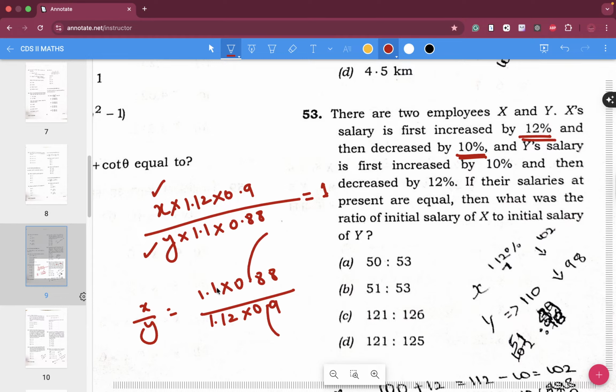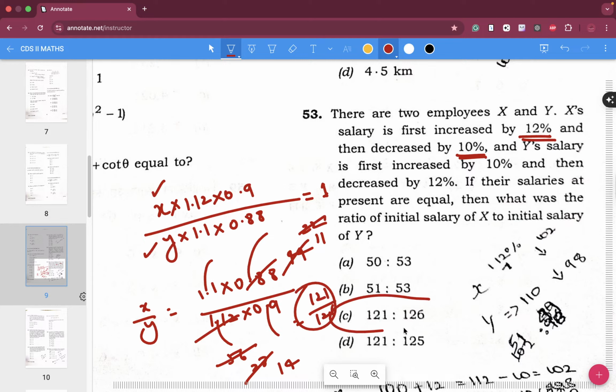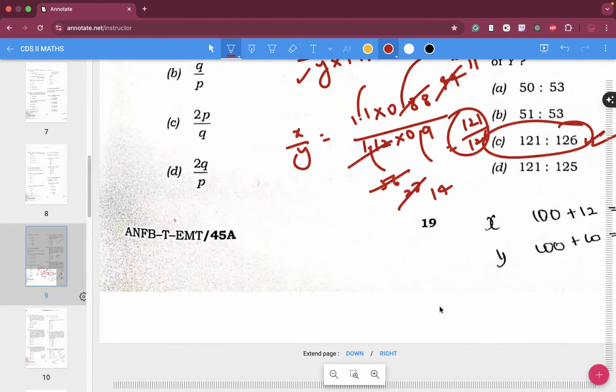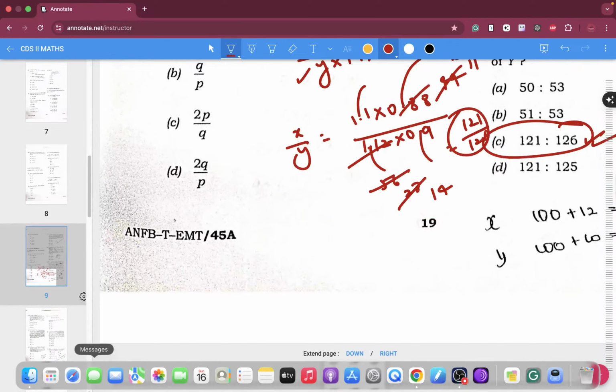This one gone, this one gone, this one gone, this one gone. Now what are we left with? This is your 44, this is your 56. This is your 22, this is your 28. This is your 14, this is 11. Which means 121 divided by 126. We have option C over here as the answer to this question, folks. Okay, 53 done, 3 down already.